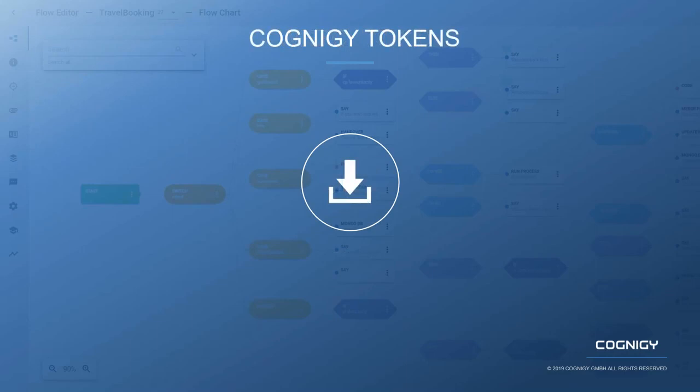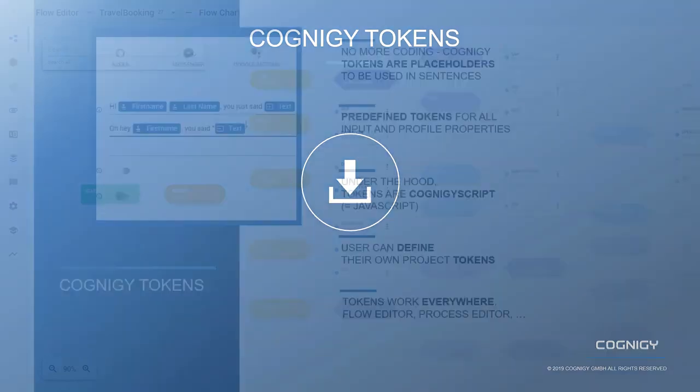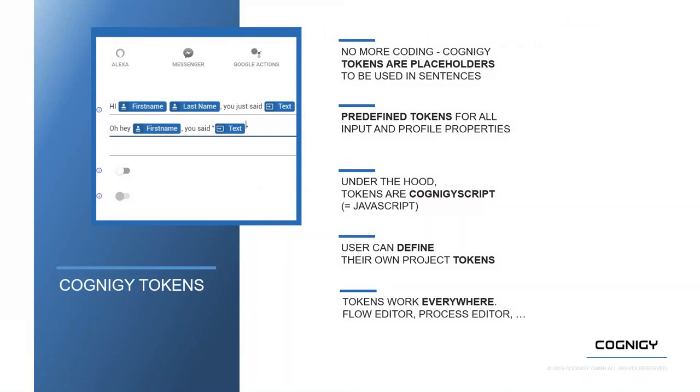The next feature we want to talk about are Cognigy tokens. Cognigy tokens are an amazing way for business users to add dynamic content to the chatbot. Previously, you had to write code for that, but now you can use tokens, which are these little blue bubbles you see on the left, to enter dynamic content into a text. So they're essentially like placeholders which you can use in sentences.